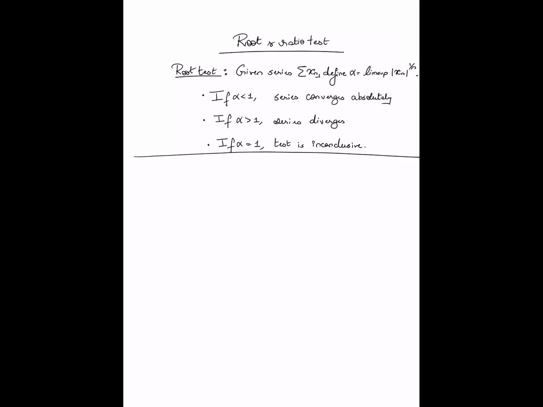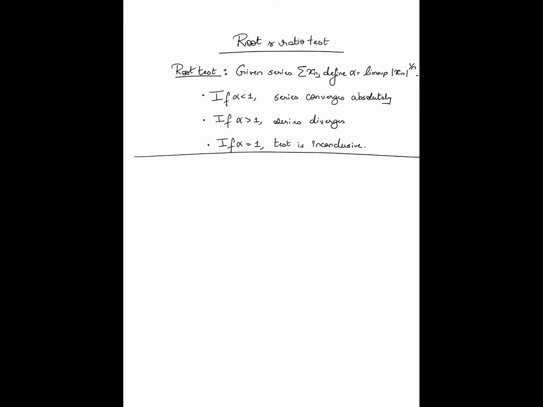So given any series, define alpha to be the lim sup of the nth root of absolute value of xn. Now clearly this alpha is the lim sup of a non-negative sequence. Therefore alpha has to be some non-negative real value or it has to be infinity. Depending on the range of the value of alpha, you can say something about the series either converging or diverging. If alpha is less than 1, the series converges absolutely. If it's greater than 1, the series diverges.